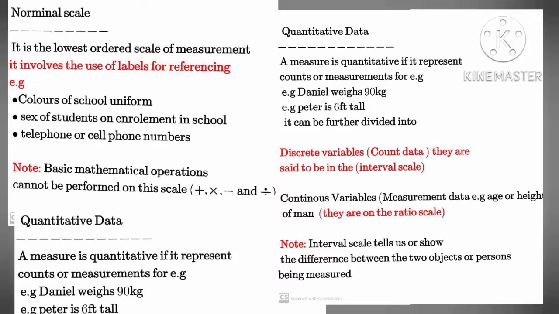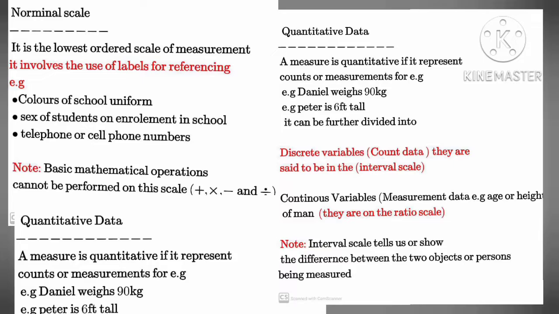Then we have the quantitative data. Quantitative data is a measure of quantity. Let's say the weight of man, the height of man, all these are quantities, and they are also split into two parts. They are split into the discrete variables and the continuous variables. So discrete variables are count data, what you can easily count, but continuous variables are those ones that keep on going. So that is that for that.